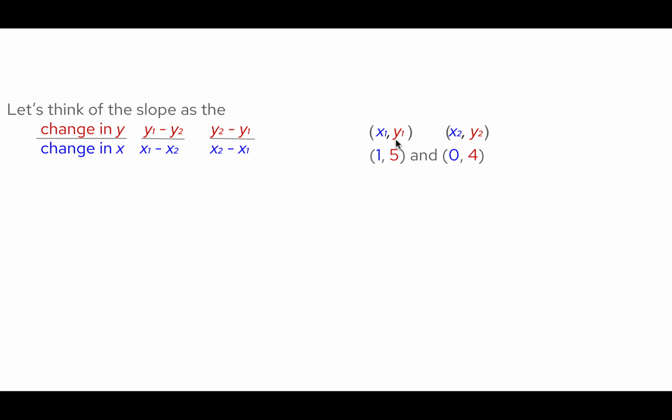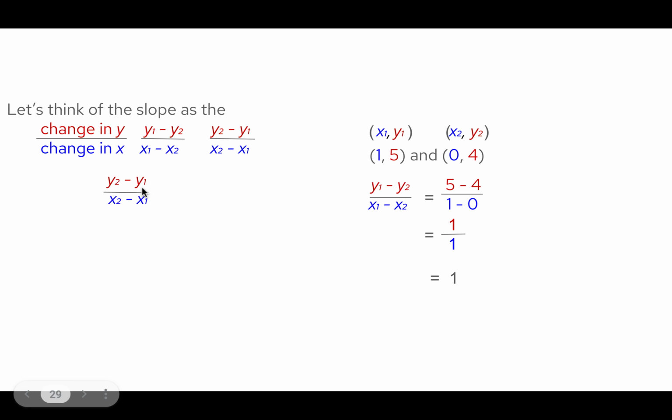Now I can replace my x's and my y's with the numbers. Here we go. We have y sub 1 minus y sub 2. I'm going to use this one, but you can use either one. And x sub 1 minus x sub 2. Just make sure if you start with y sub 1 as the numerator, you must start with x sub 1 as the denominator. So now let's replace these. My y sub 1 was 5, and I'm going to subtract 4. My x sub 1 is 1, and I'm going to subtract 0. So I get 5 minus 4 is 1, and 1 minus 0 is 1. So the slope is 1.